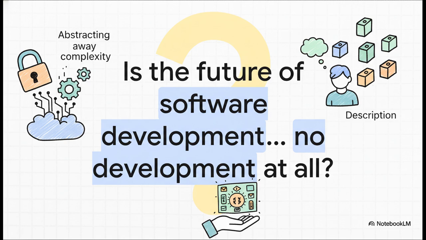Opal is fascinating because it completely hides the code. It takes all that complexity and just makes it disappear. And in doing so, it turns anyone with an idea into a creator. It really makes you wonder, right? Are we looking at a future where we don't develop software anymore? We just describe it?